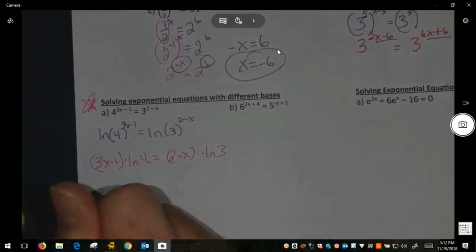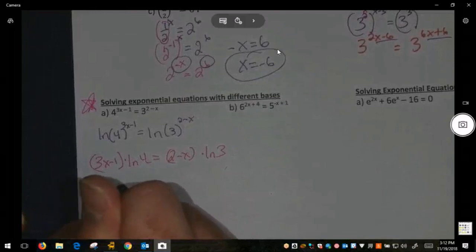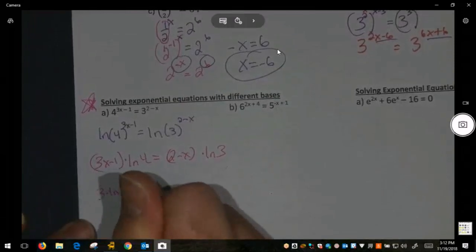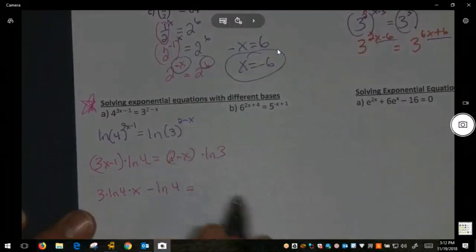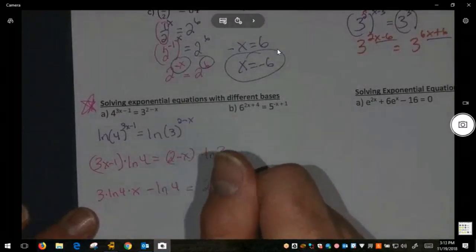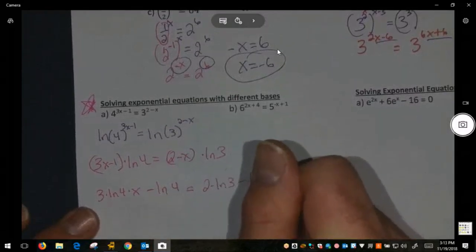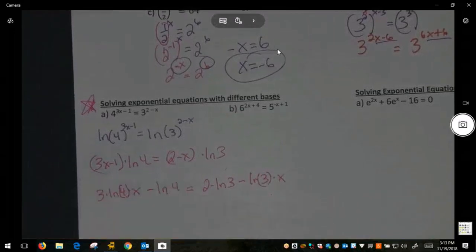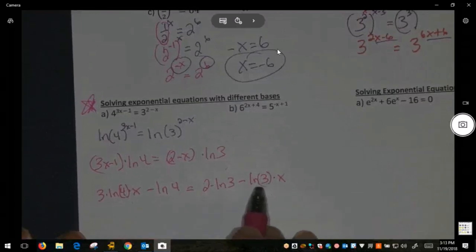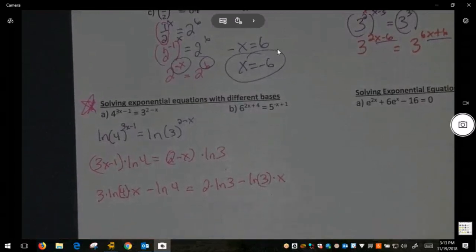So I have 3 times the natural log of 4 times x minus the natural log of 4. On the right-hand side, when I distribute natural log of 3, I have 2 times the natural log of 3 minus the natural log of 3 times x. You may want to put those in parentheses so you don't confuse that x is not inside of the logarithm. The logarithm is part of the coefficient on x. X is not inside the logarithm, it's part of the coefficient on x. Be very careful of that.